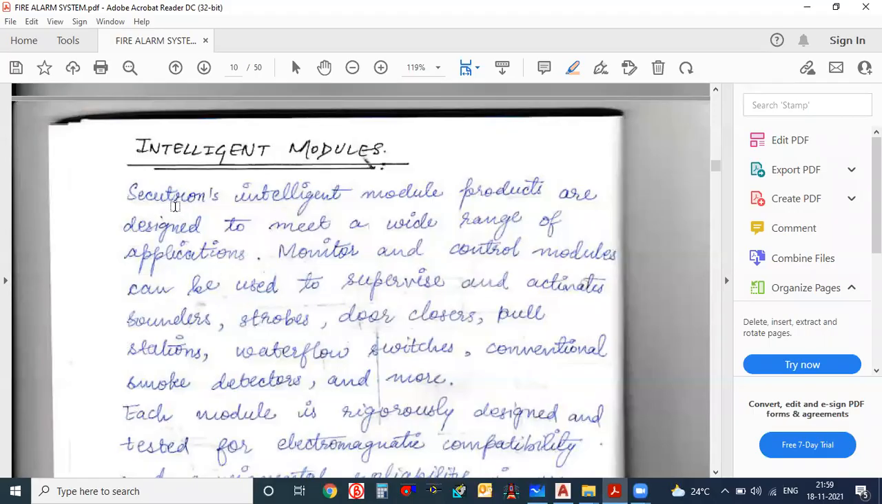And there is a company called as Secutron. Secutron's intelligent module products are designed to meet a wide range of application. Monitor and control module can be used to supervise and activate sounders, strobes, doors, water flow switches, conventional smoke detectors, and more. This is some important point.